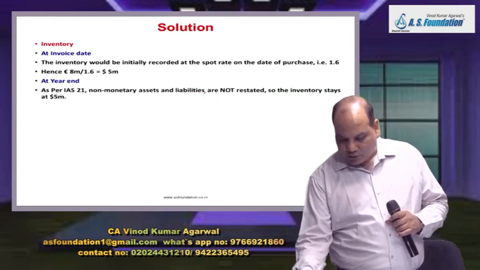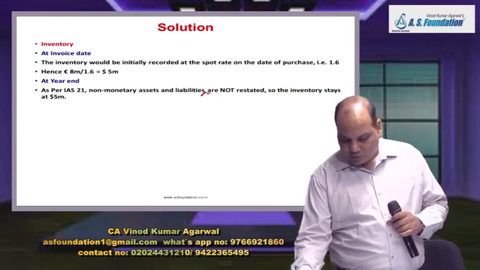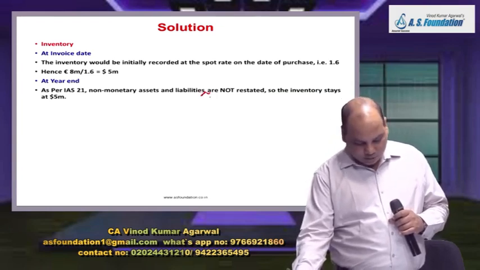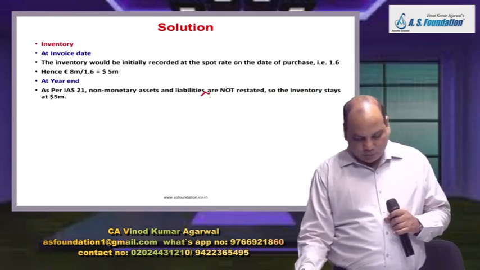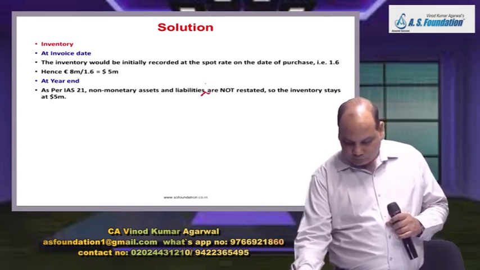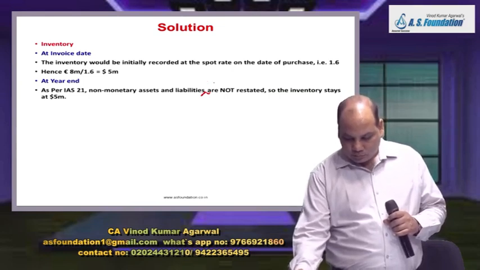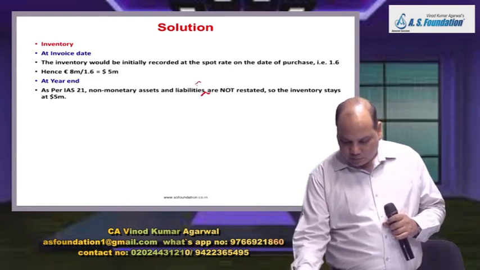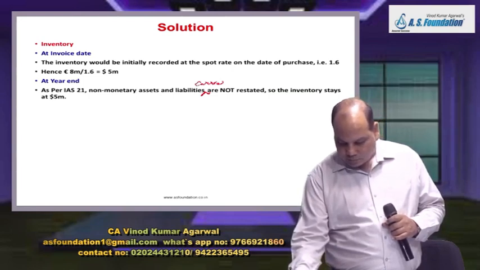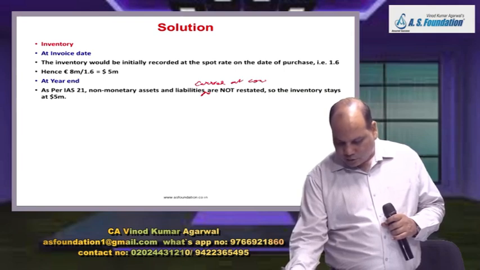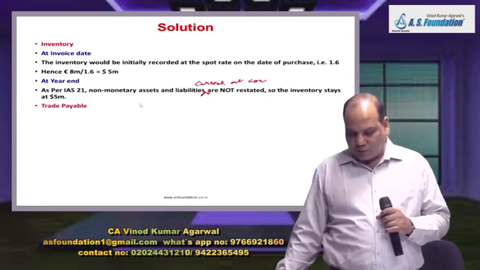Now they have not given us the NRV of this inventory in that currency, euro. We'll assume same. Non-monetary assets and liabilities carried at cost are not restated. So inventory stays at $5 million.